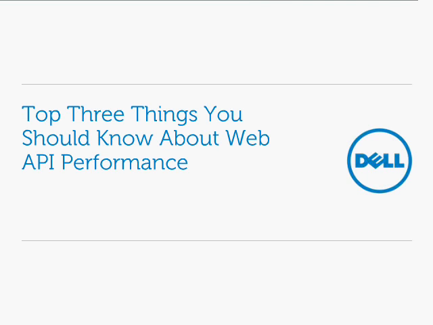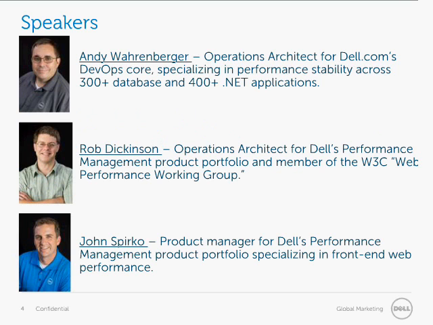Okay, so let's talk about the speakers. And Andy wasn't able to join us today, but we have some good commentary from Andy that Rob will add in about the Dell environment, the Dell.com environment. Rob Dickinson is our operations architect. And we'll be showing you snippets of the product today that Rob is the architect for. It's called Foglight, just to add some color to some of the descriptions that we're going to give in those three use case areas that we talked about earlier. And my name's John Spirko.